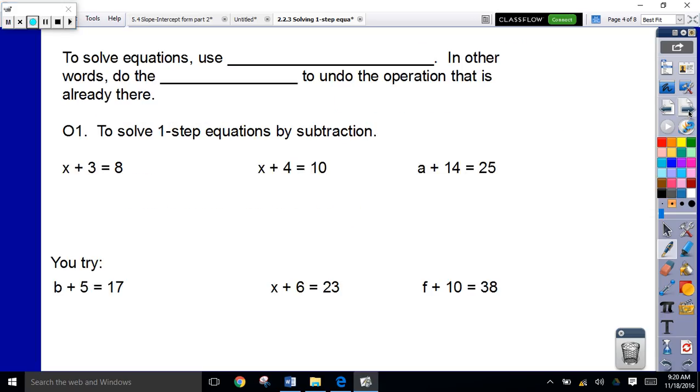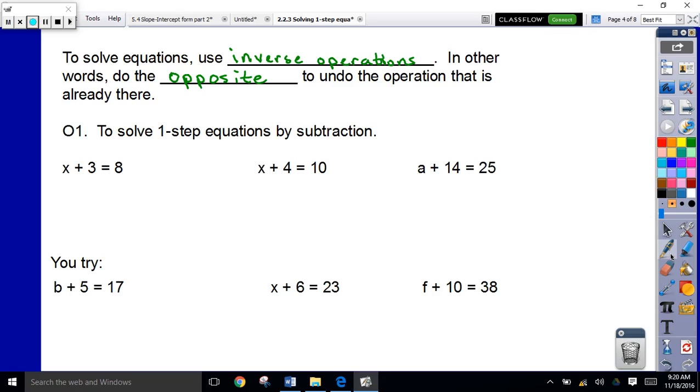Okay, to solve equations, we're going to use inverse operations. In other words, I'm going to define for you what an inverse operation is. You're going to do the opposite. The word inverse means the opposite. That's your vocabulary lesson for today. That's true in normal life, not just math. You're going to do the opposite to undo the operation that is already there.